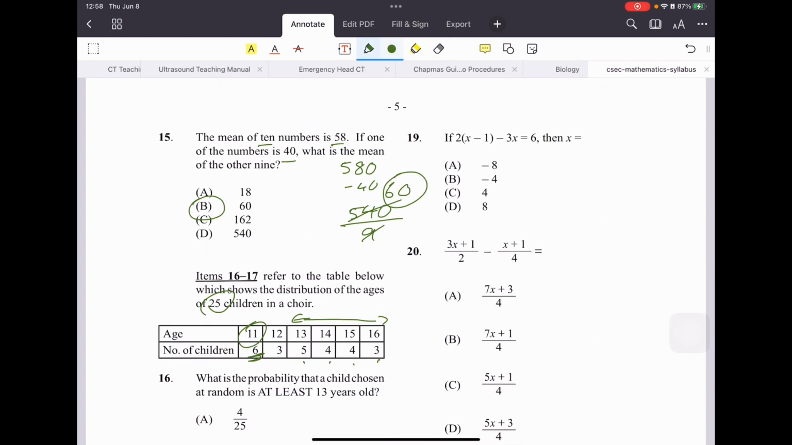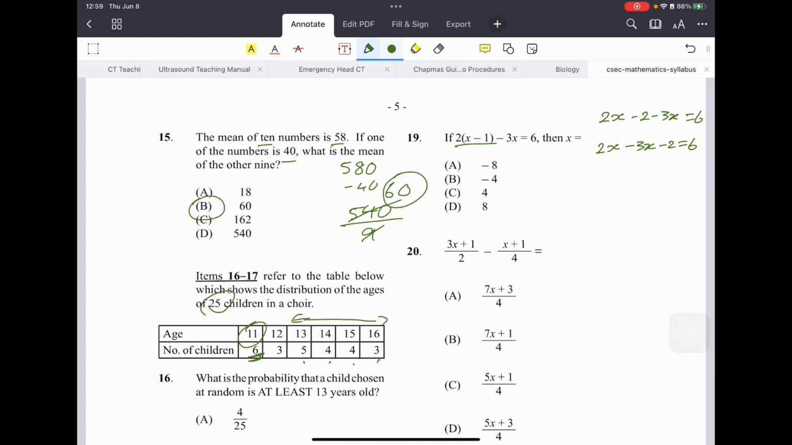Number 19. So this is a standard algebra question. So the brackets, we will call the brackets first. So 2 into x minus 1 is 2x minus 2. And then you have the minus 3x is equal to 6. So we like to group our x's together. So it's going to be 2x minus 3x minus 2 is equal to 6.